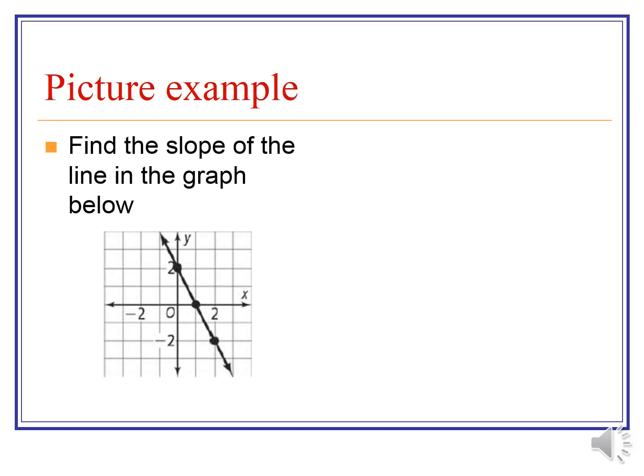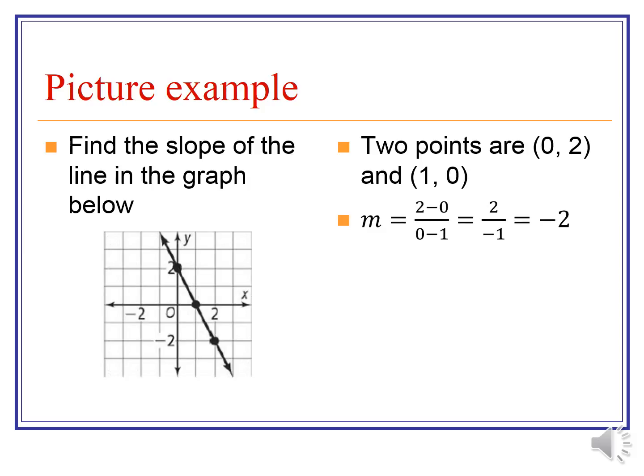Here's a picture example. They give you a picture and they want you to find the slope of the line in the graph below. Pause the video at this point to give yourself a chance to do the example. Here's your answer. Pick any 2 points that are on the line. I chose 0, 2, and 1, 0. I then plug them into my formula. 2 minus 0 over 0 minus 1 gives me 2 over negative 1, which is negative 2.